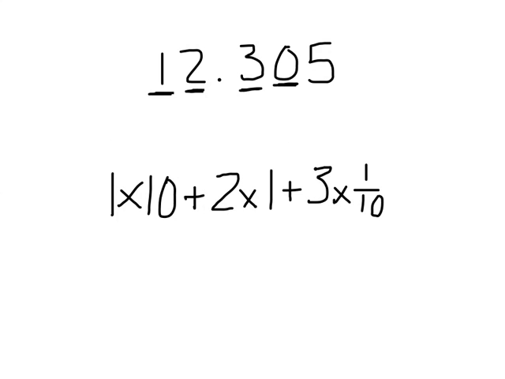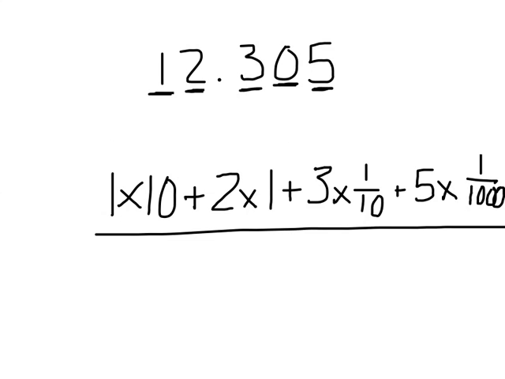When I get to the 0, I can write it, but I'm not going to because the 0 has no value. I'll go straight to the 5. So I'm going to add 5 times 1 over 1,000 because 5 is in the thousandths place. So here's my number in expanded form. You've done a great job. Don't forget, when you write a number in expanded form, all you have to do is write it as each digit times its place value.